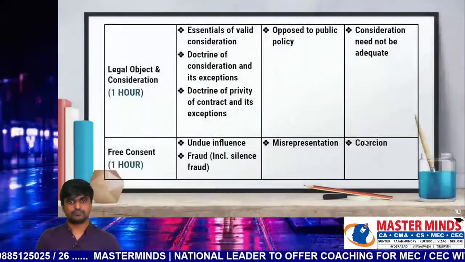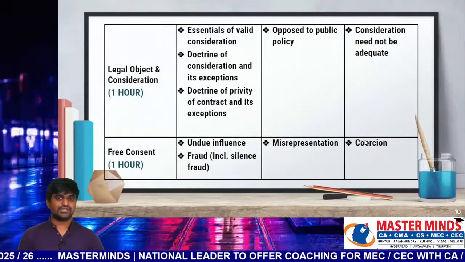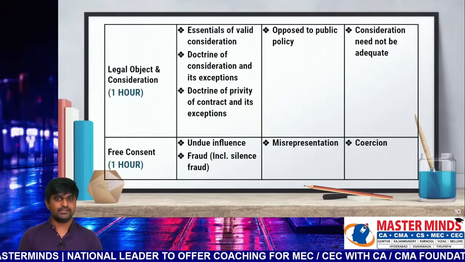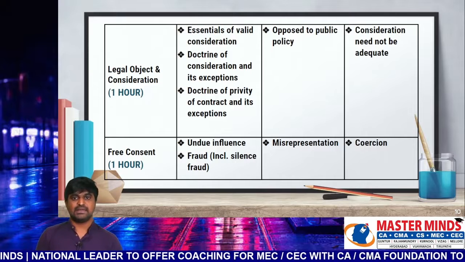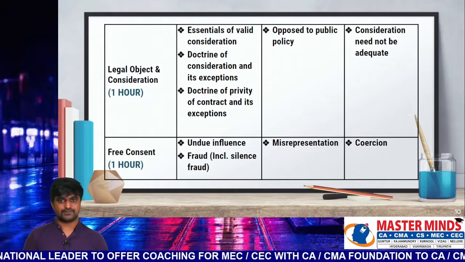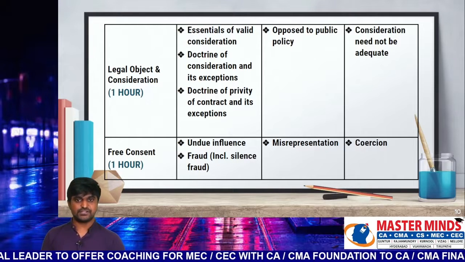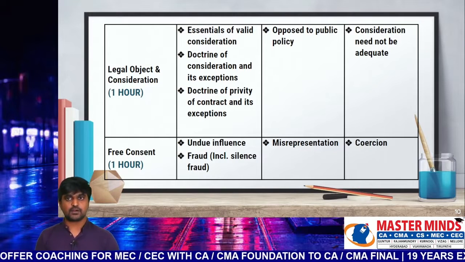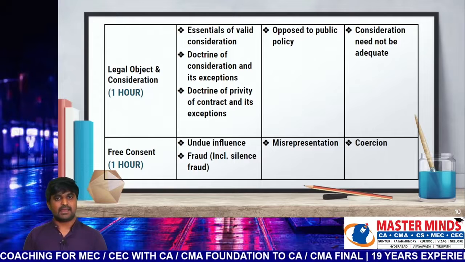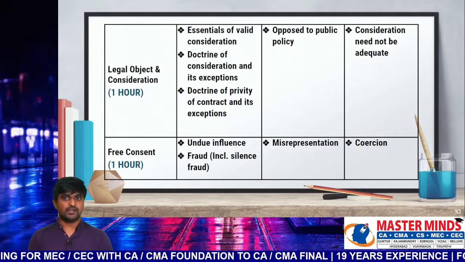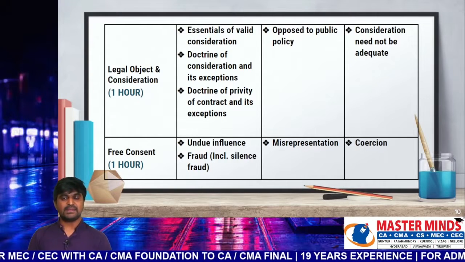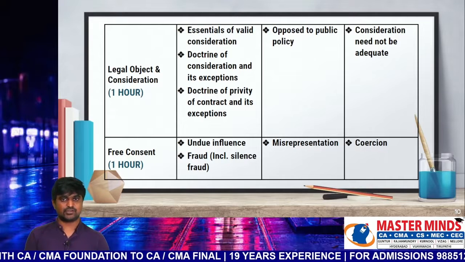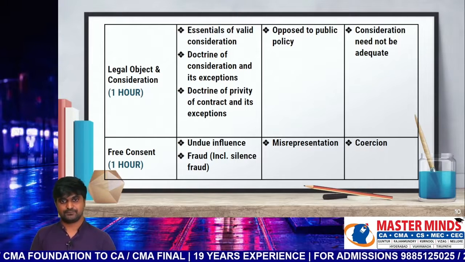Next one, legal object and consideration. We need to spend 1 hour on this chapter. And here, the first priority concepts are essentials of valid consideration. Next one, doctrine of consideration and its exceptions. Next one, doctrine of privity of contract and its exceptions. And second priority concept, opposite to public policy. And third priority concept, consideration need not be adequate. There is a question like that, so refer to that question.